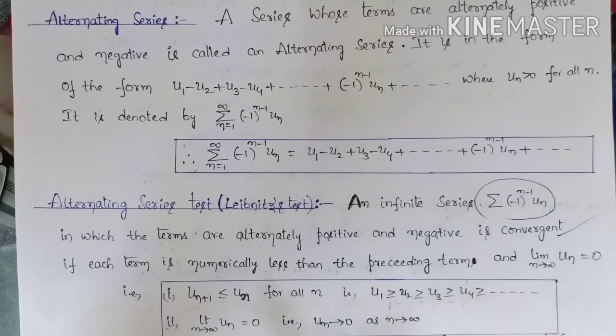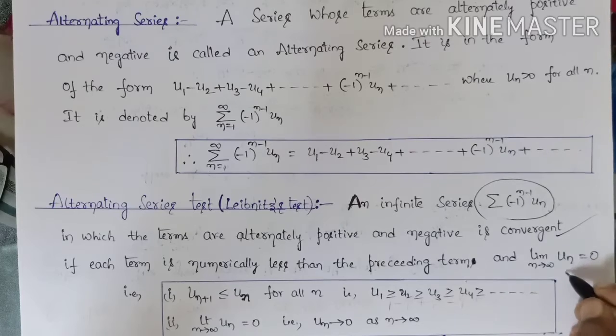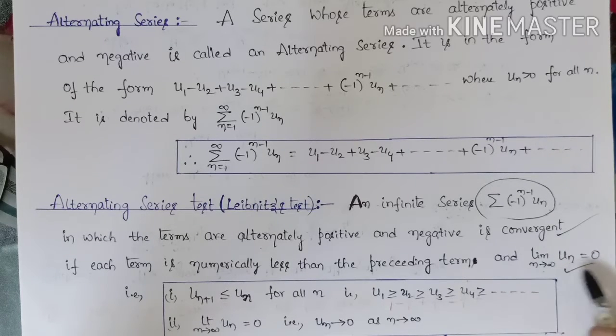First condition: each term is numerically less than the preceding term, that is un plus 1 is less than or equal to un for all n, that is u1 greater than or equal to u2, u2 greater than or equal to u3, u3 greater than or equal to u4 and so on. That is, it is monotonically decreasing. The second condition is limit n tends to infinity un is equal to 0. That is, un tends to 0 as n tends to infinity.